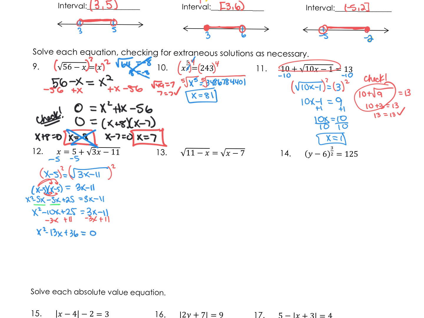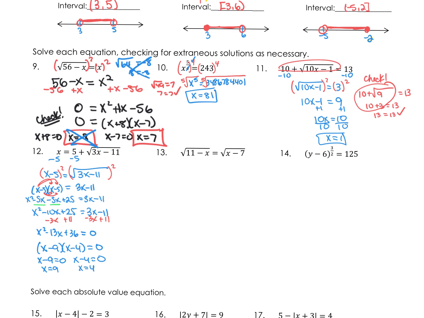Now that it equals 0, I can factor. Two numbers that multiply together to get 36, add together to get negative 13. That'll be minus 9 and minus 4. Set both of those equal to 0. And we get x equals 9 and x equals 4.